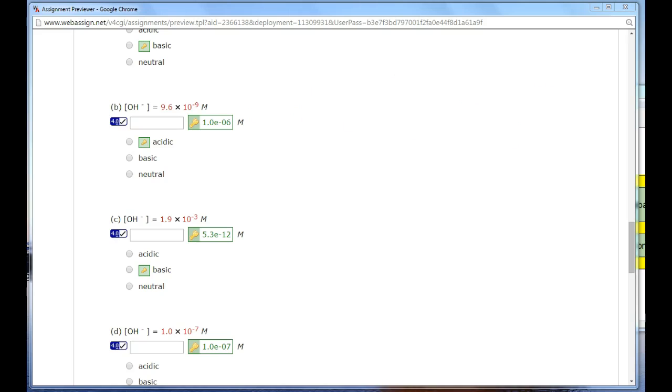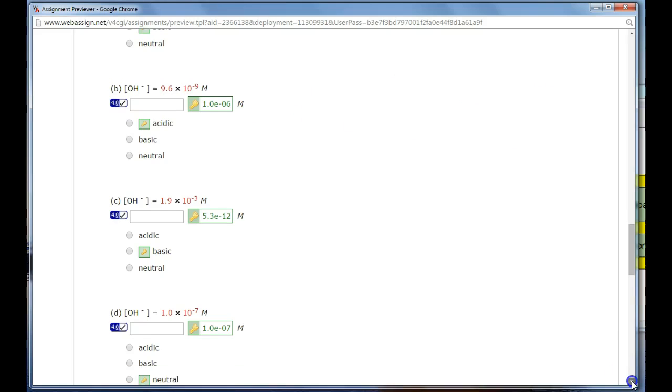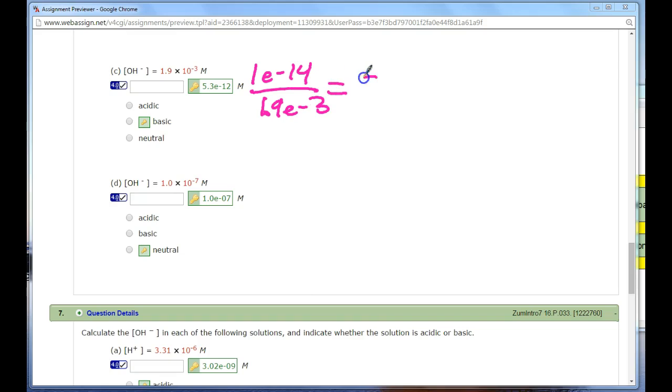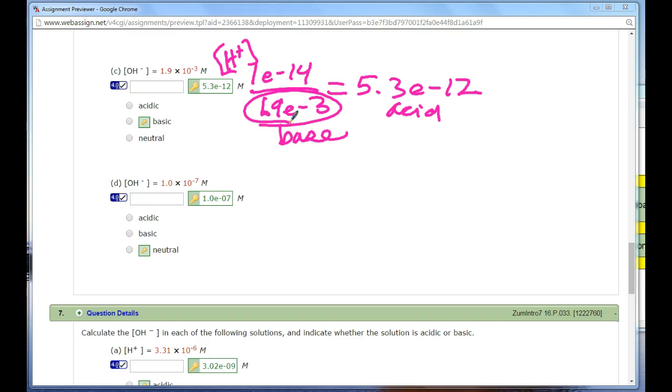Next one. Scroll a little bit more. Letter C. We're going to do 1e minus 14 again, divided by 1.9e minus 3, and we're going to get 5.3e minus 12, and we are figuring out our acid part. So that's the acid part. This is the base part. It looks like the base number is way bigger than the acid number, so it's basic.